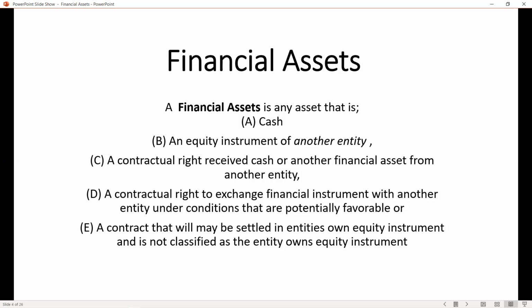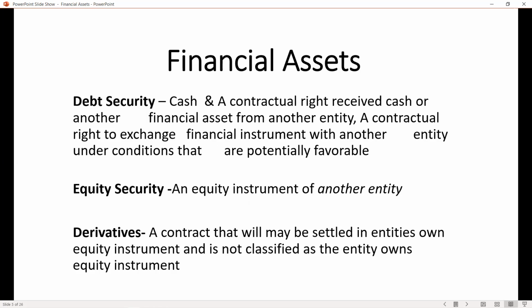And the others are what we call the derivatives. By the way, we will not discuss derivatives in this portion, because there is a separate discussion of derivatives and hedge accounting, or how we account for derivatives under hedge accounting, and those derivatives that are not classified under hedge accounting. So these are the three major classifications of financial asset. First, we have the debt security, equity security, and the derivatives.